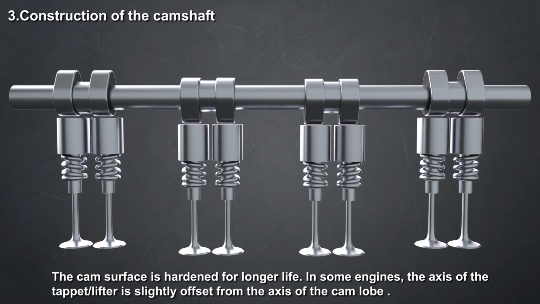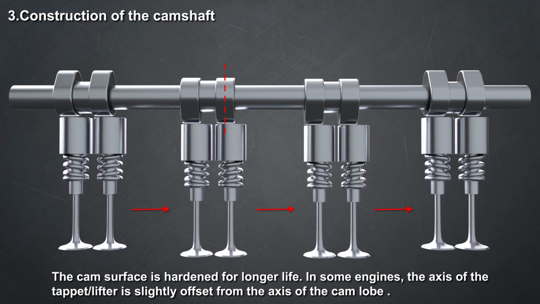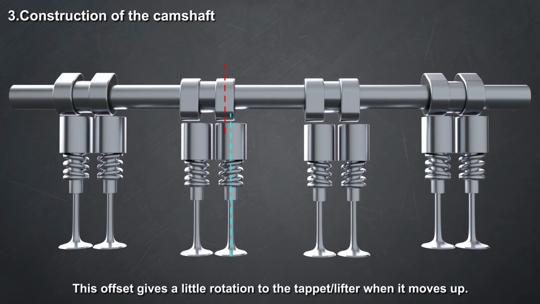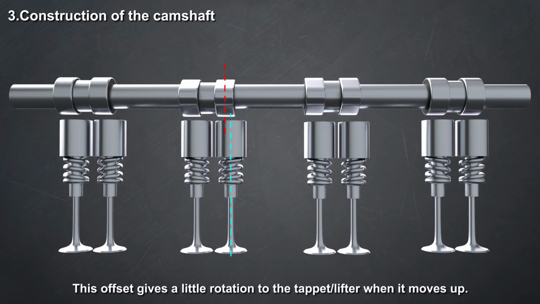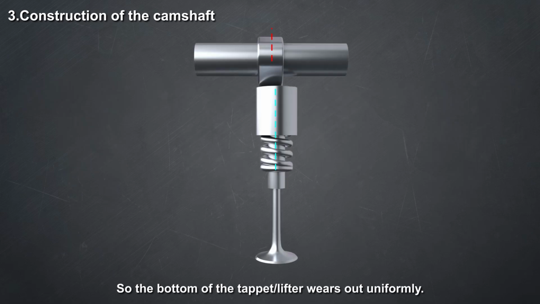In some engines, the axis of the tappet lifter is slightly offset from the axis of the cam lobe. This offset gives a little rotation to the tappet lifter when it moves up. So the bottom of the tappet lifter wears out uniformly.